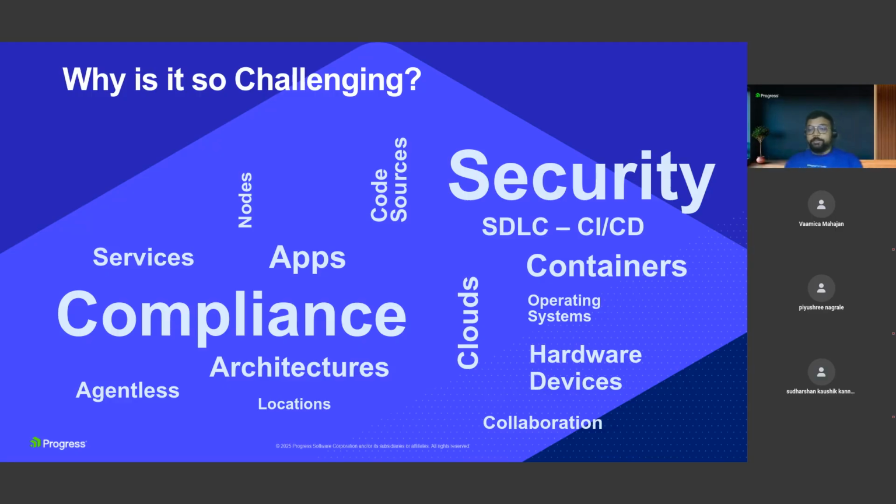Compliance is another big requirement where you need new and updated compliance standards like PCI, SOC, HIPAA, and location specific compliance. So to manage security at scale is a serious challenge, and that's where Progress Chef comes into the picture.